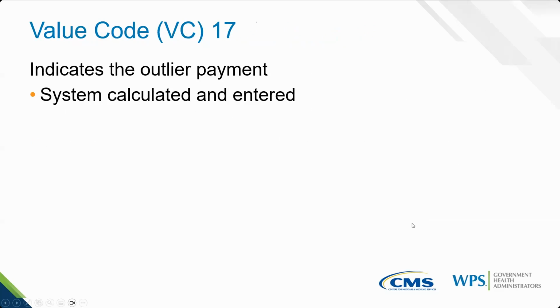Value code 17 indicates the outlier payment the system calculated and entered. Did you notice again? System calculated and entered. So what this means is when we do have something above that date, and you told us it's this amount of days by entering the code, right?